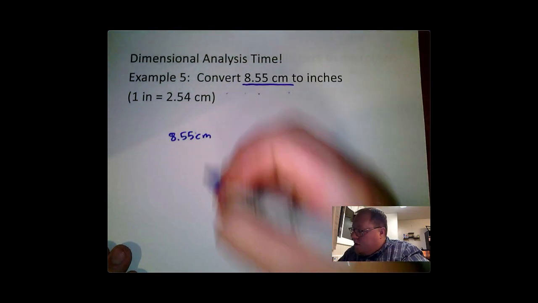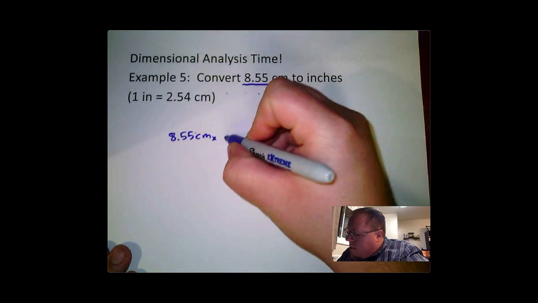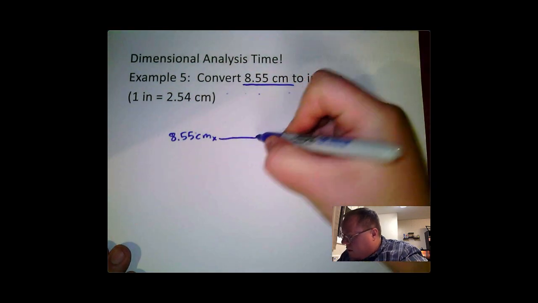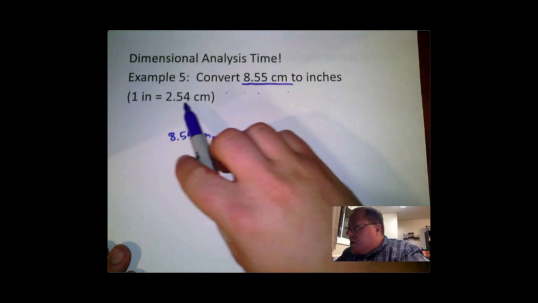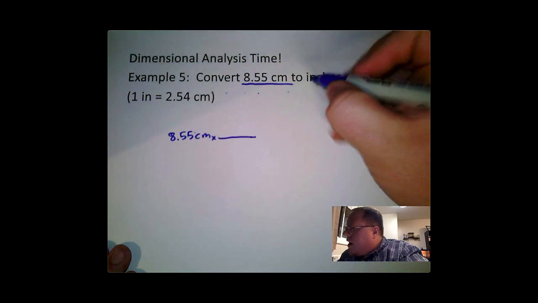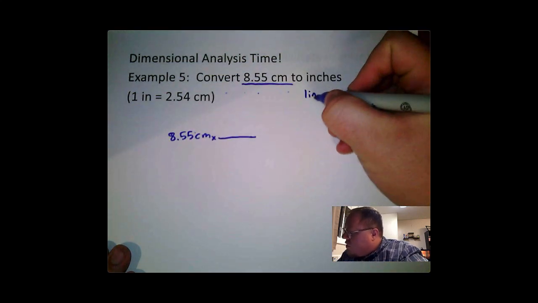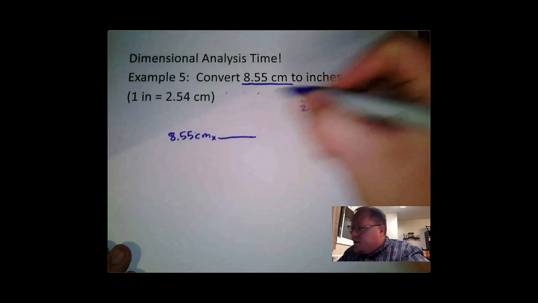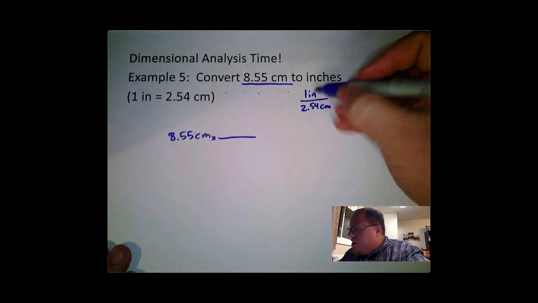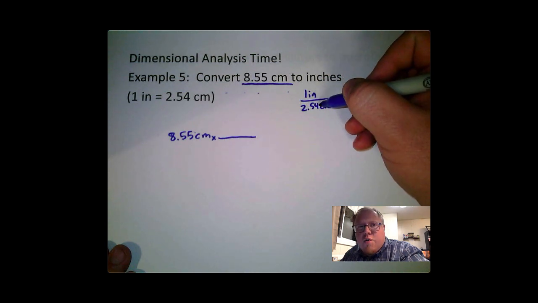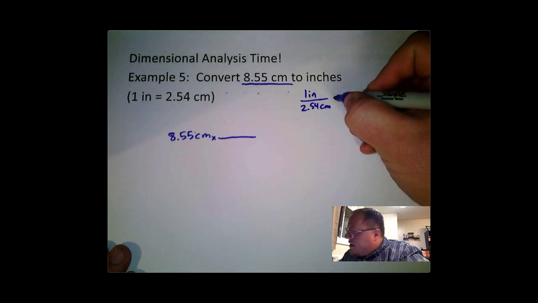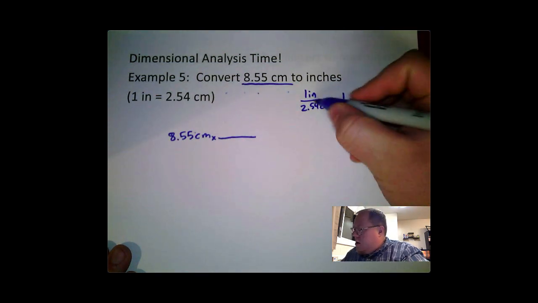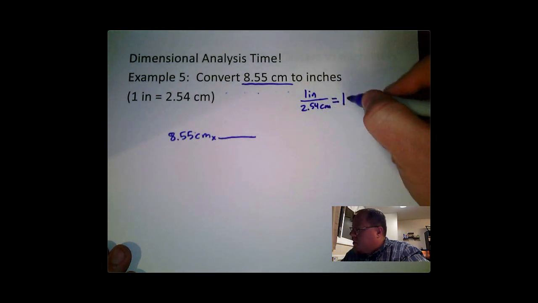Okay, now I'm going to times this by something called a factor. Sometimes this is called factor labeling. Because these are equal, if I actually have 1 inch over 2.54 centimeters, since they are equal to each other, this factor, an inch over 2.54 centimeters, is the exact same thing as saying 1. An inch over 2.54 centimeters is 1.